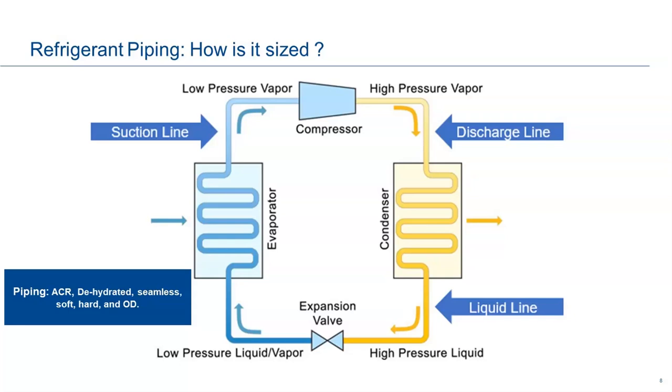Now, a little thing about piping is it's referred to as ACR piping, okay, air conditioning refrigerant piping. It's not plumbing piping, and the reason it's not considered plumbing piping like out of a hardware store is it's dehydrated. It's also seamless. You can get it in soft or hard copper, and we measure refrigerant copper by the OD.